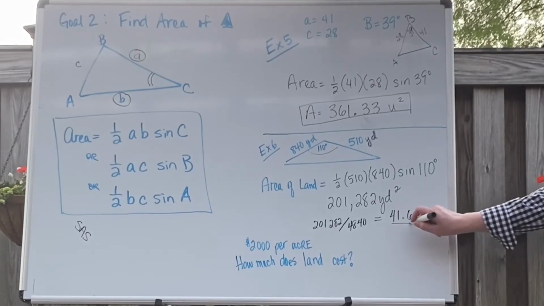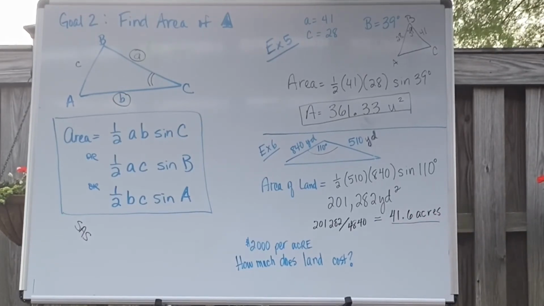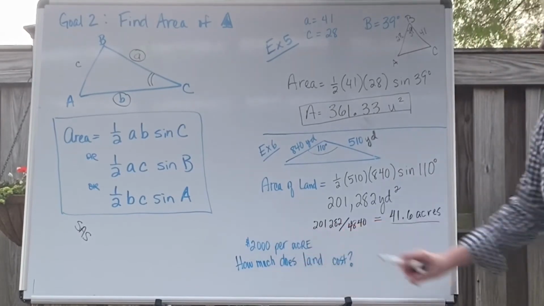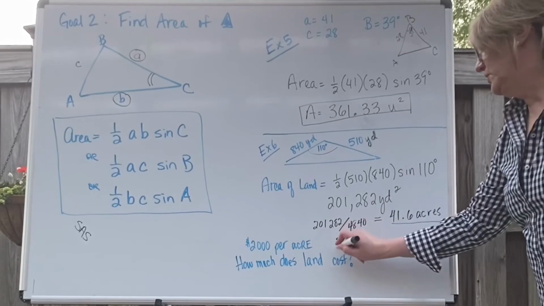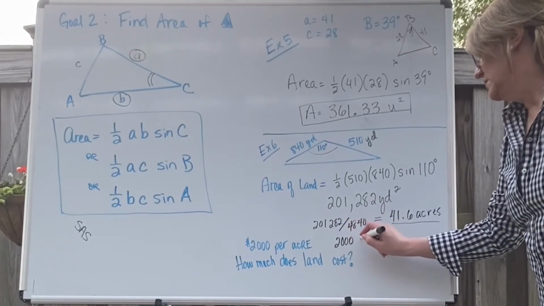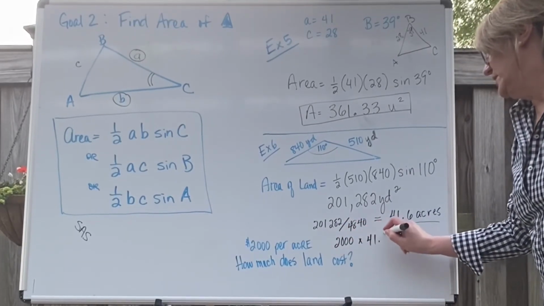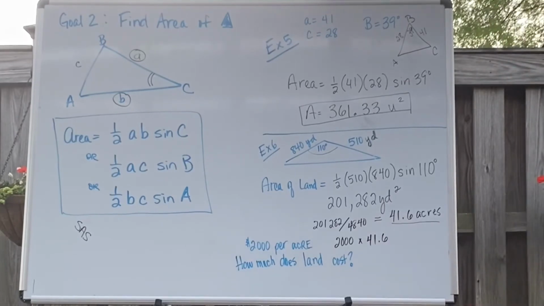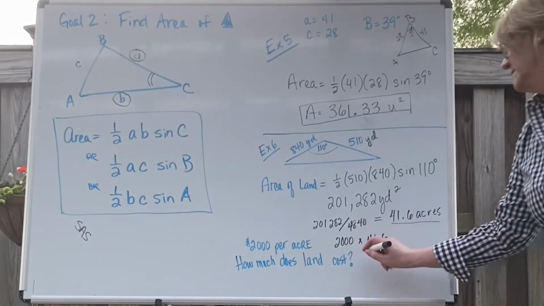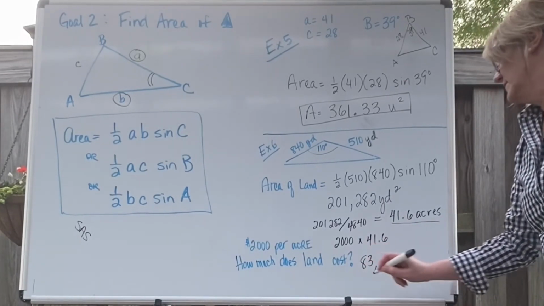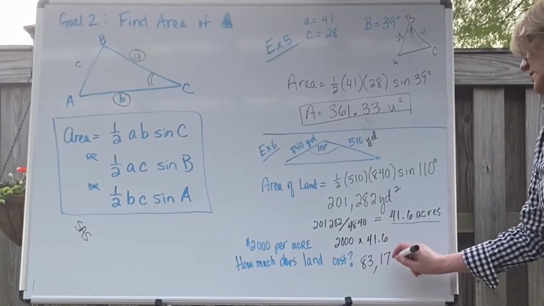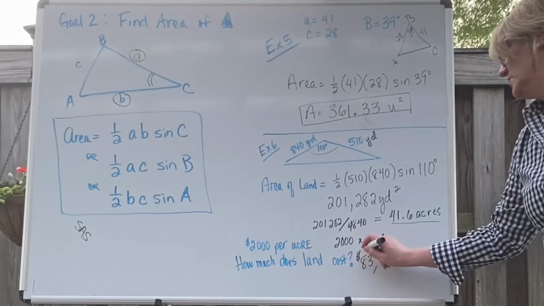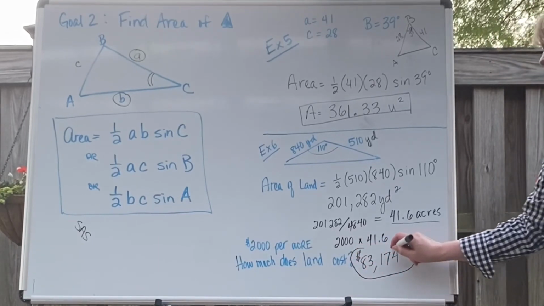You're going to take 41.6 acres if it's $2,000 per acre, and what are you going to do? You're going to multiply 2,000 times 41.6. And our land cost $83,174.